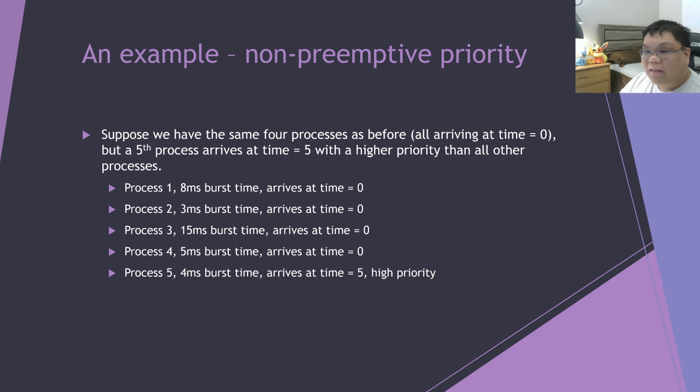So let's make things interesting by introducing priority level. Let's add a 5th process that runs for 4 milliseconds at a high priority, and let's say it arrives at time 5. We have the same four processes as before, but we have a fifth process that arrives at time 5 that has a higher priority than all other processes.